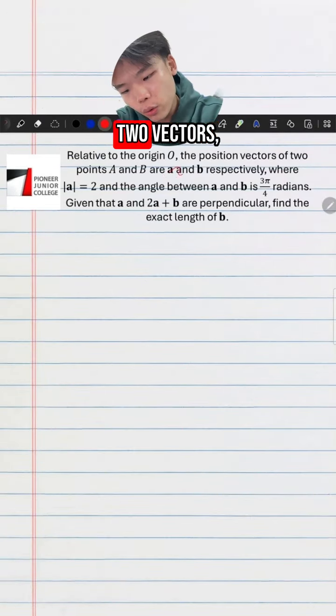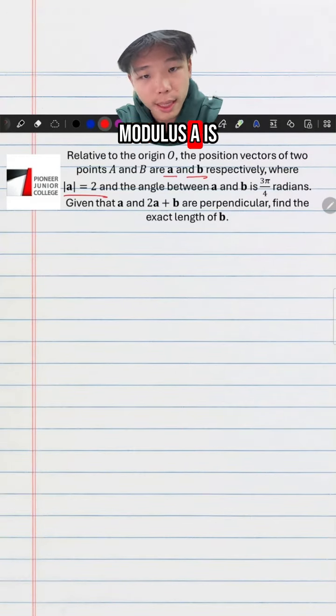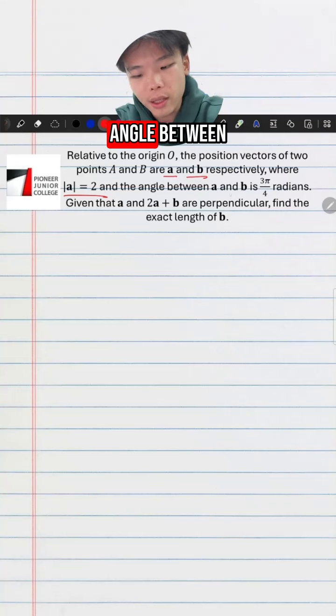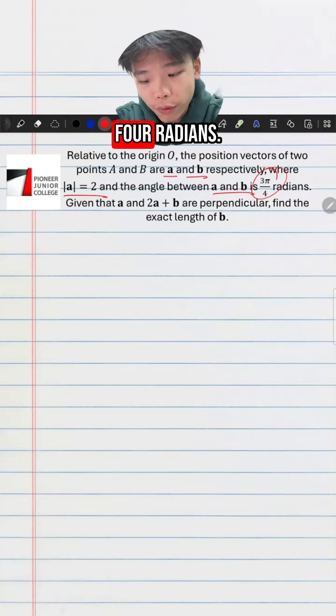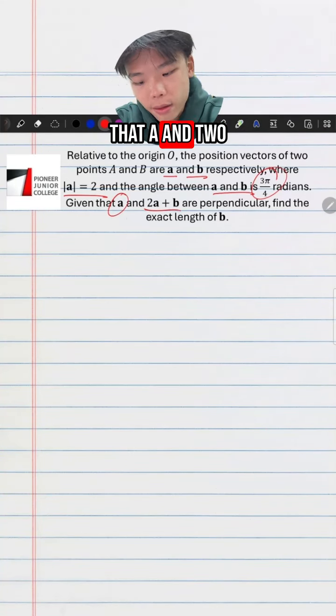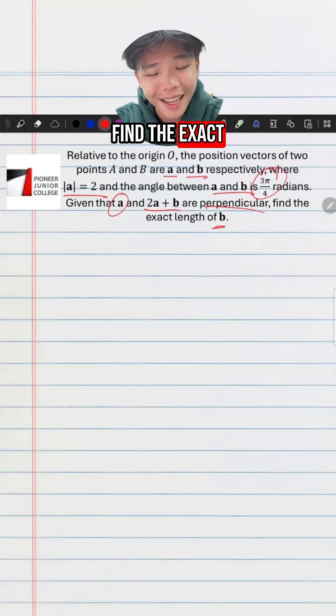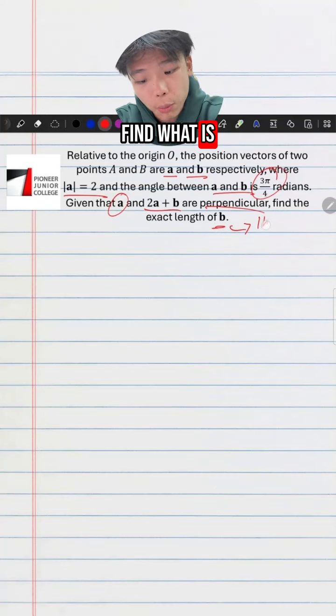We are given two vectors A, B, such that modulus A is 2, so the length of vector A is 2, and the angle between A and B is 3 pi over 4 radians. And it's given that A and 2A plus B are perpendicular. How do we find the exact length of B? Essentially, how do we find what is modulus B over here?